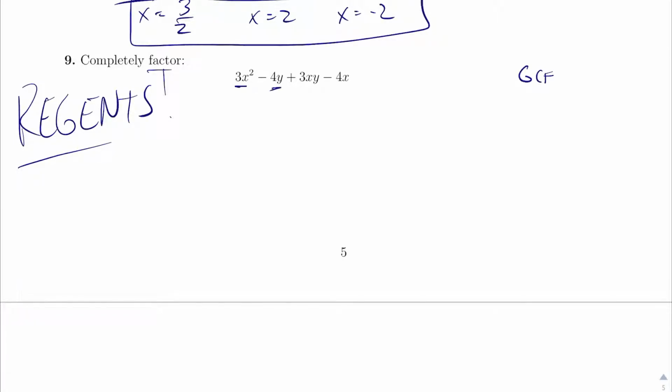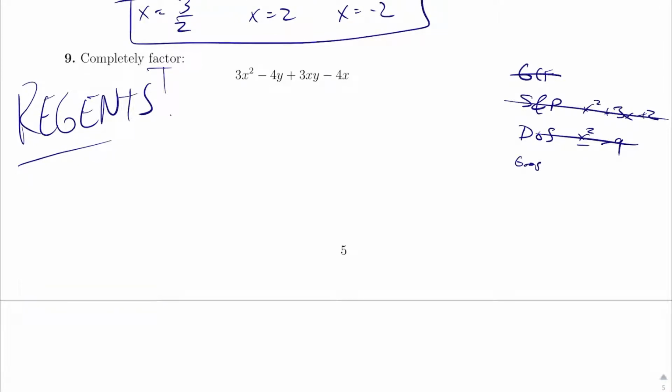This is x's, this is no x's. This number and this number share nothing in common, so GCF is out. Could it be a sum and product? No, those are supposed to look like this, and that's definitely not like that. Could it be a difference of squares? No, those have 2 terms, so that's out.